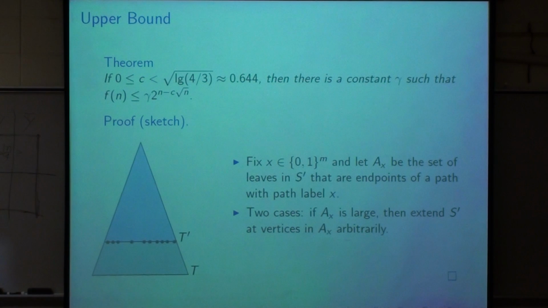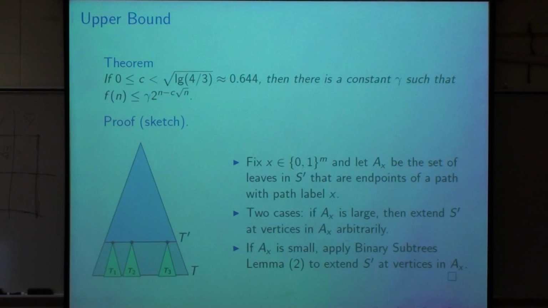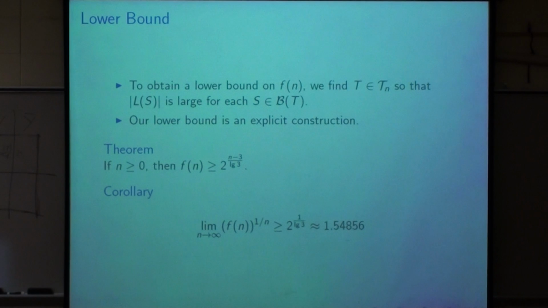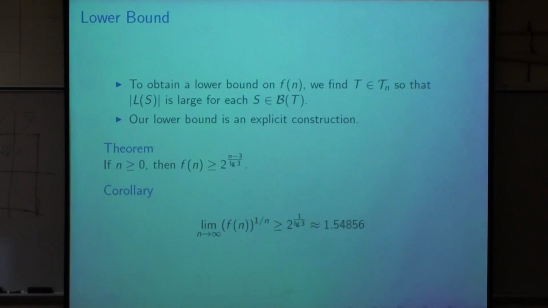and we can extend in any way, and we'll still be fine. On the other hand, if we have not very many of these leaves with the same path label, then we don't have too many trees, but we've saved enough space down here that we have enough depth to apply the previous lemma. And we can extend efficiently in all of those subtrees and avoid introducing too many more path labels into our binary subtree.